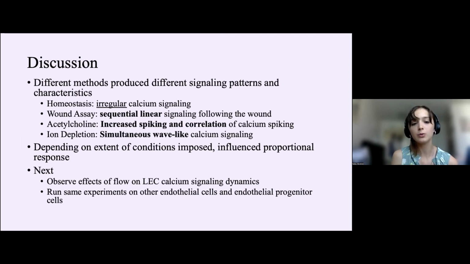I also would have run experiments on the other endothelial cells, such as blood endothelial cells and endothelial progenitor cells, such as endothelial colony forming cells, as we would want to see if this is a similar behavior between all endothelial cells or just lymphatics, to understand how we would need to tweak our approach anytime we change a cell type.